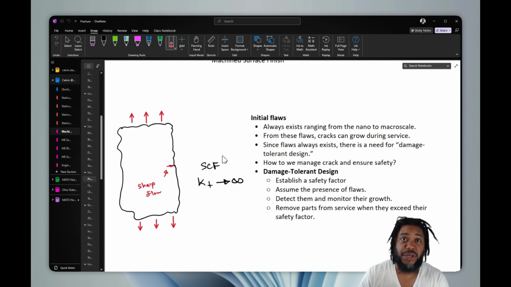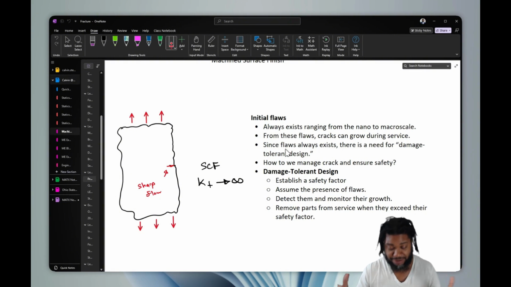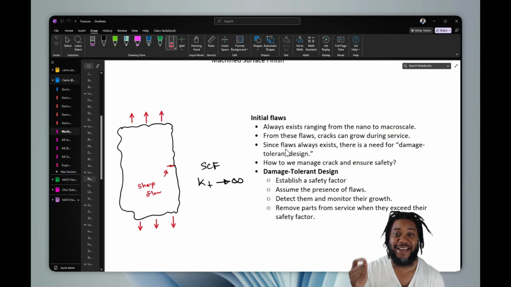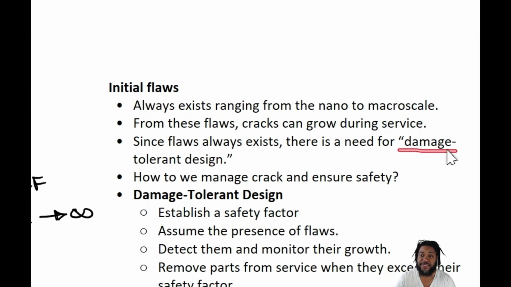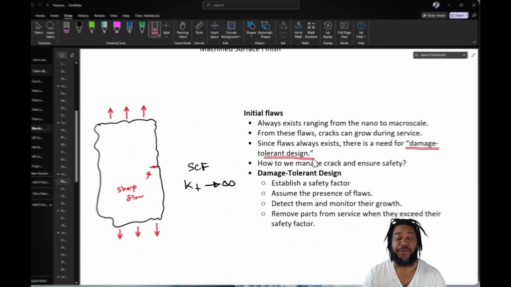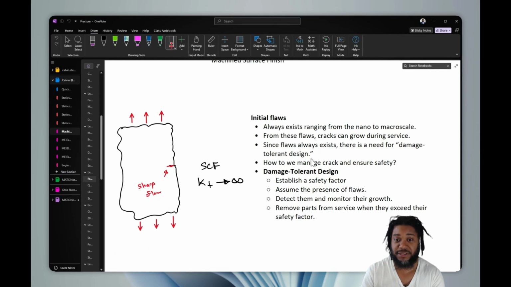Now, from these flaws, cracks can grow during service. So if, say, we have loads that are cycling, then a crack can grow from an initial size and get longer and longer. Since flaws always exist in structures, in every structure there's some flaw, it could be the nanoscale or even the atomistic scale, there's a need for us to develop a damage-tolerant design philosophy, a way that we can manage the presence of flaws and defects in our structures and be able to continue to fly our airplanes or drive our cars.